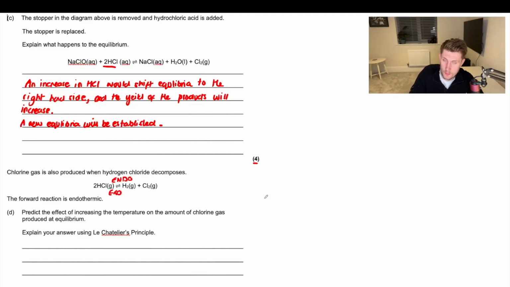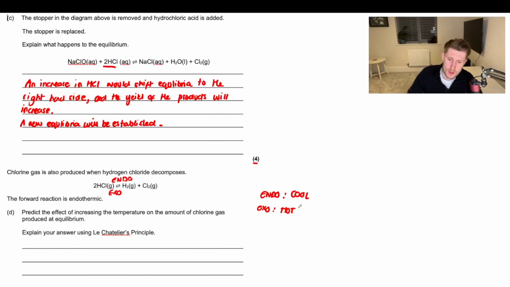And just hopefully remember this, endo is the cool side where it starts to get cold, and exo, well, that's the hot side, that's where the temperature increases. So it's important to remember that. So it says predict the effect of increasing temperature on the amount of chlorine gas produced at equilibrium. Explain your answer using Le Chatelier's principle.